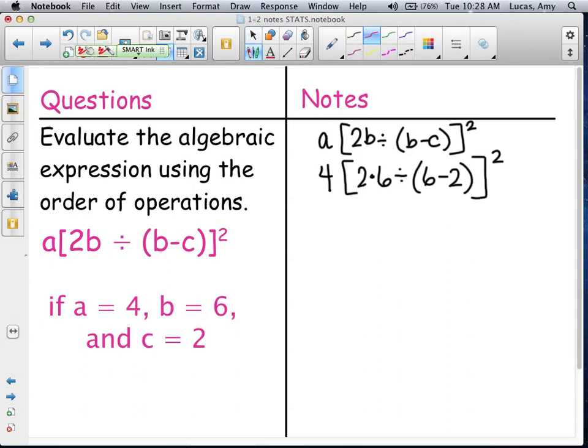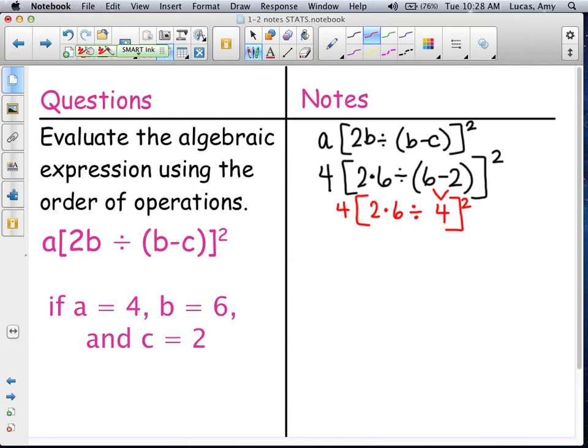When you have brackets and parentheses, you have to start with the innermost grouping symbol, the innermost. So I have to start inside the parentheses that are inside the brackets. 6 minus 2 is 4. Now, the rest of the problem, I can bring down, and I just eliminated that inner set of parentheses. So I changed the 6 minus 2 into a 4, and I don't need those parentheses anymore.